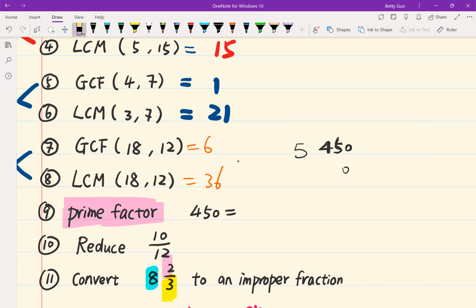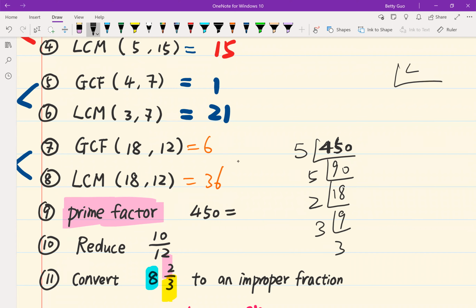And 90 also has the last digit 0, so it means we have another factor 5, right? Divide 90 by 5, what do you have? 18. Is 18 even? 2. 9 is 3 times 3. So if you want to start from 2, totally okay. I always start from 2 because 450 is even.